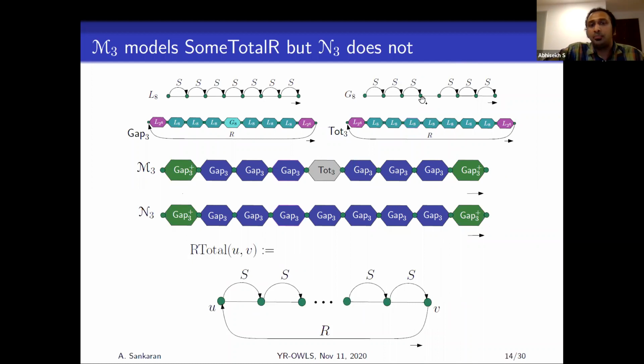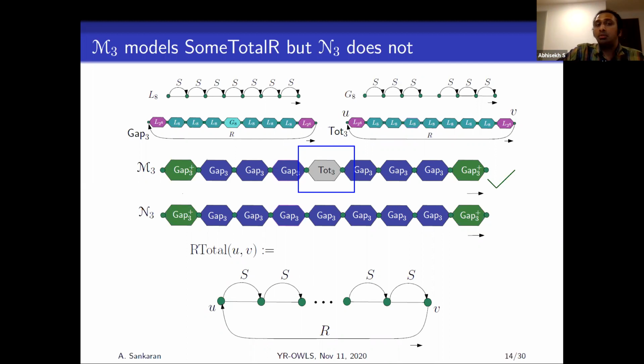Okay, so R total. I was just saying that U and V, if R total has to be true in M3, then U and V must be the endpoints of any of these gap 3 or tot 3 segments. Now, given that M3 contains tot 3, if I take the endpoints of tot 3 as U and V, then you can see that the successor relation, the S relation, is indeed a total relation within this segment identified by U and V. Okay, so because of tot 3, which is total, as the name suggests, R total gets realized in M3. So M3 does satisfy R total UV.